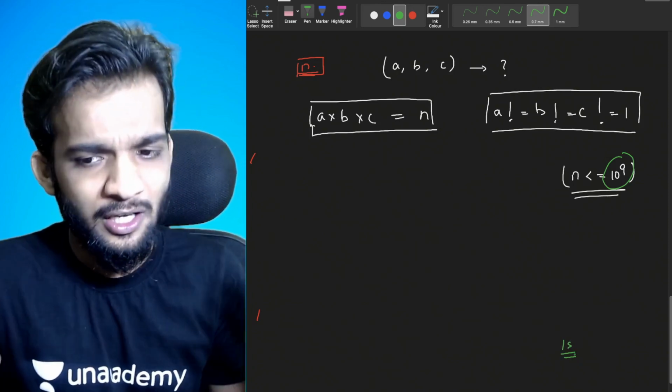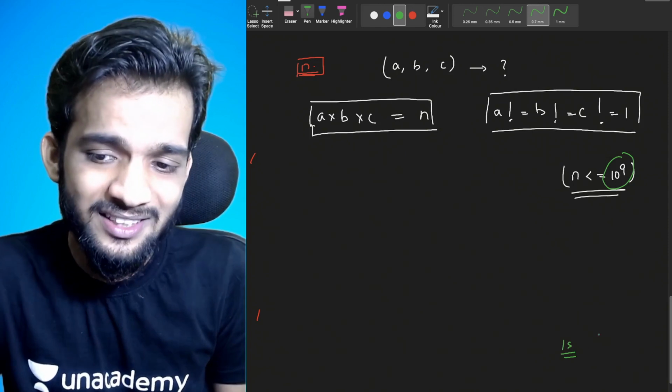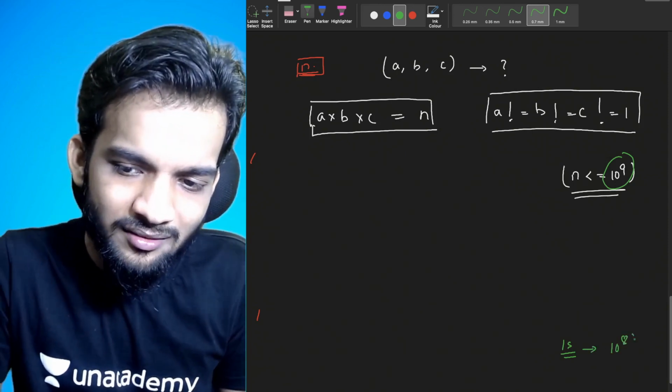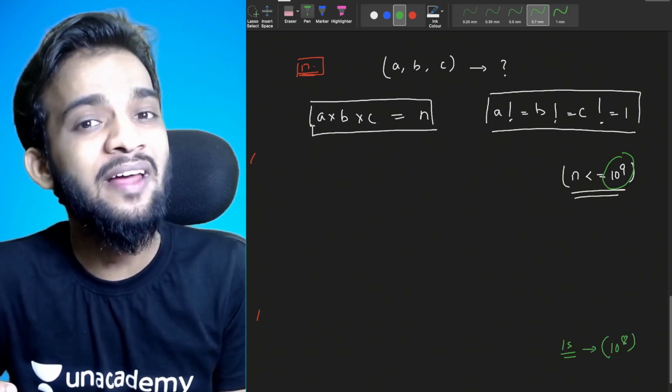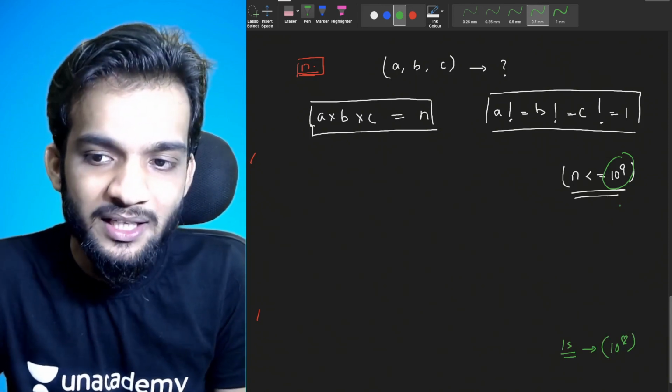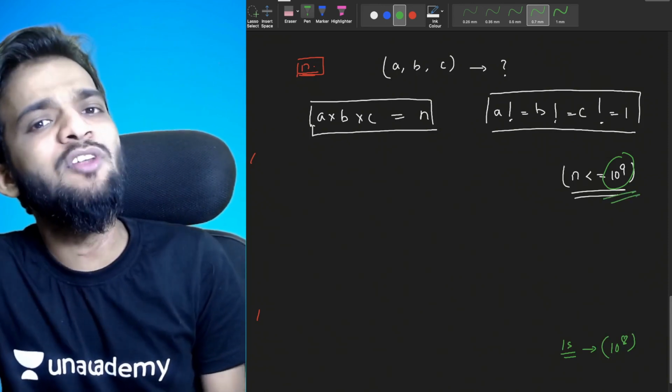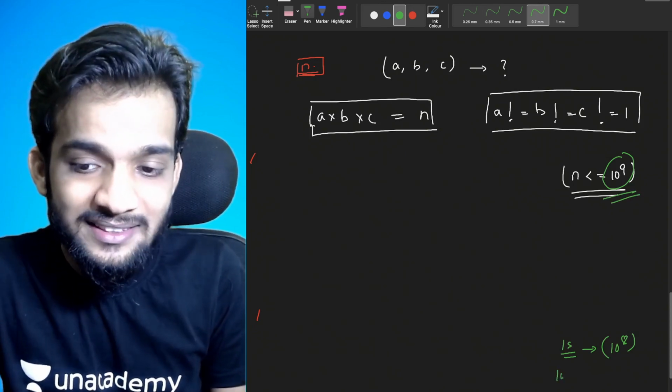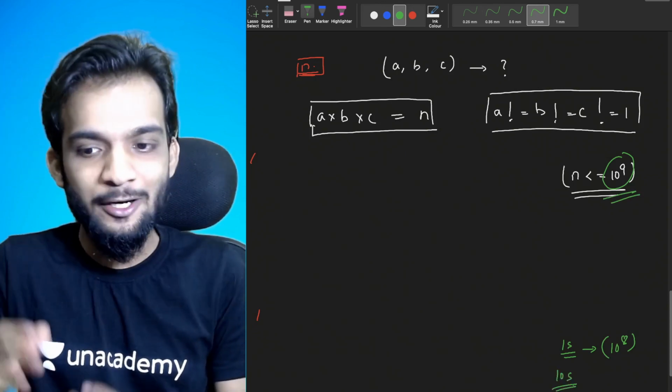And let me tell you, the time limit for 1 second, whenever you see in programming platforms, Codeforces, be it CodeChef, if you see a time limit of 1 second, that generally signifies you can run at max 10 to the power 8 operations. So something like 10 to the power 9, how much time will it take? It will take around 10 seconds.